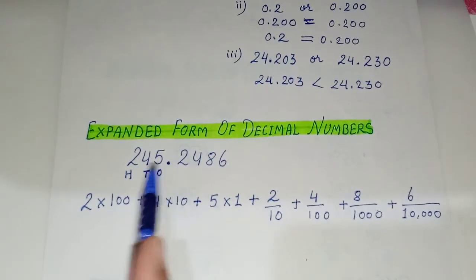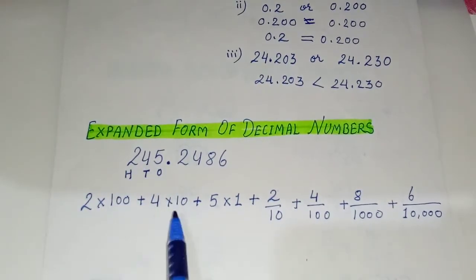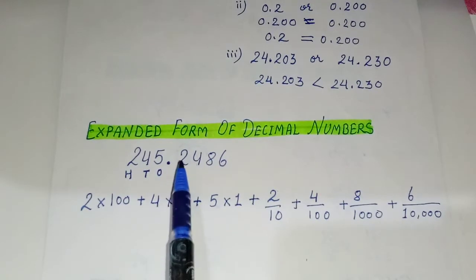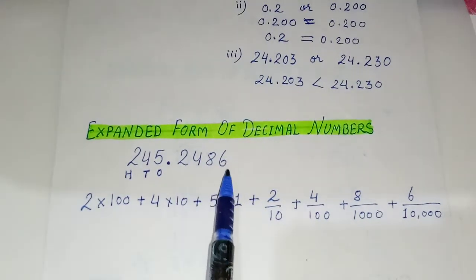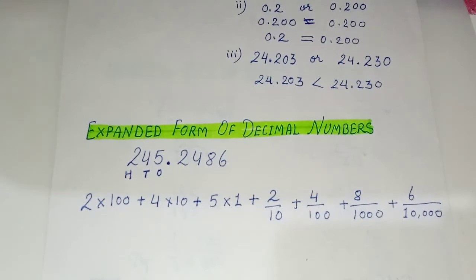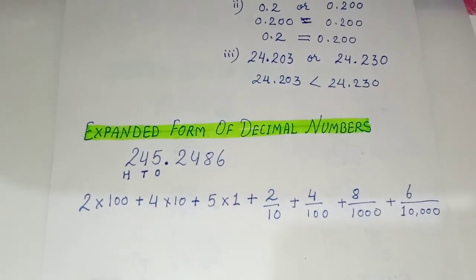Before the decimal it is the general form, as we always do. After the decimal it starts from tenth, hundredth, thousandth and ten-thousandth. Right? So I hope the process is clear to you.